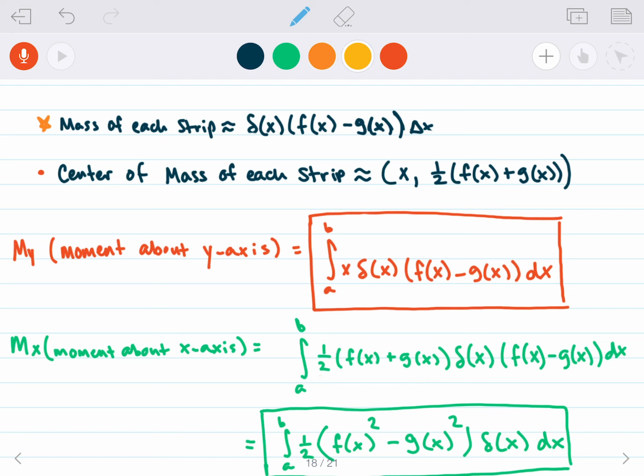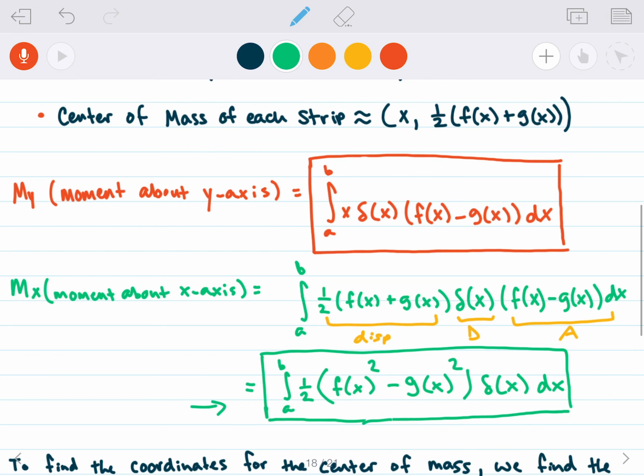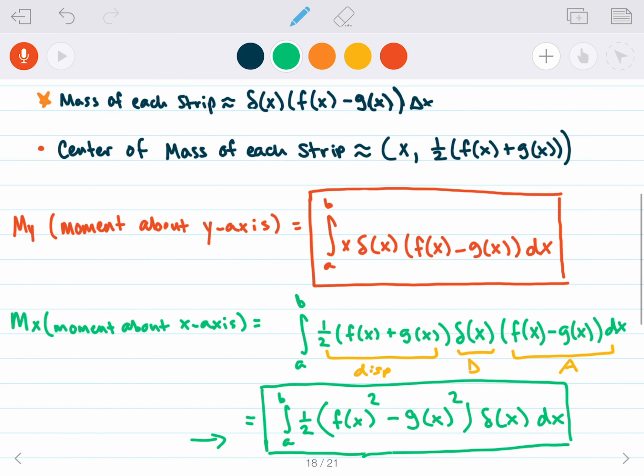Then we have, of course, the density. So this is the displacement. This is the displacement times the density times the area. All right, so that is going to be our moment about the x-axis. And we can simplify this by foiling f plus g times f minus g to give us this formula right here. All right, so hopefully this picture kind of gives you some intuition of where we're getting these values from.